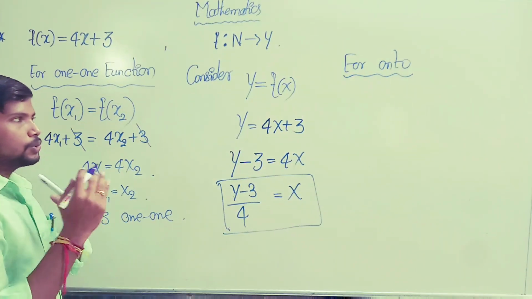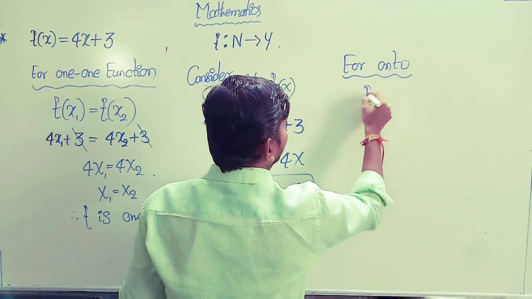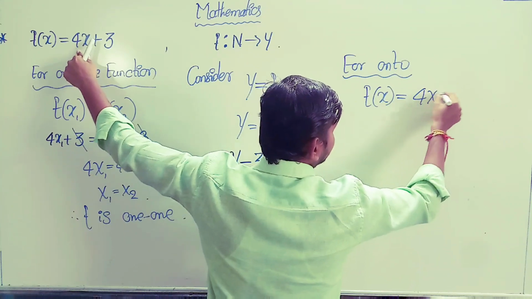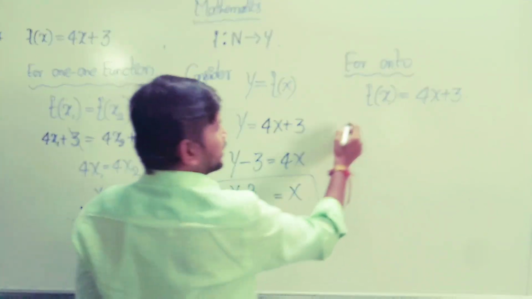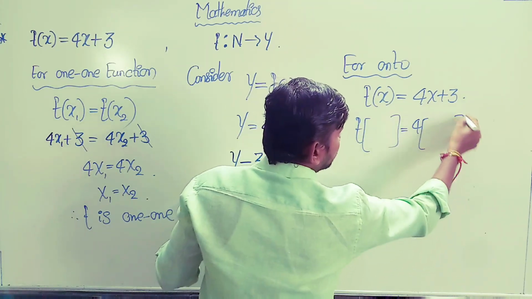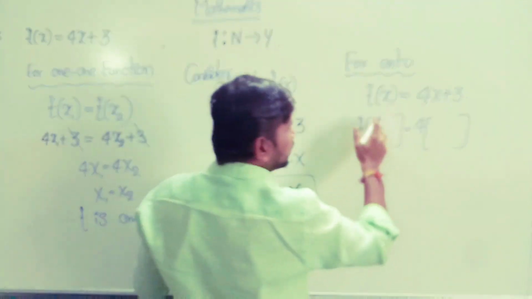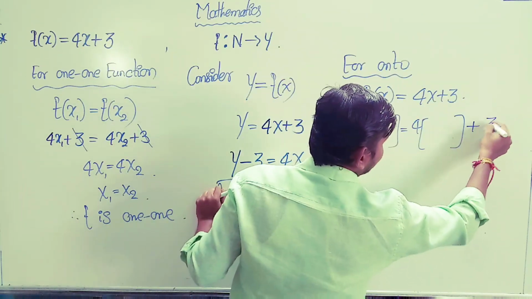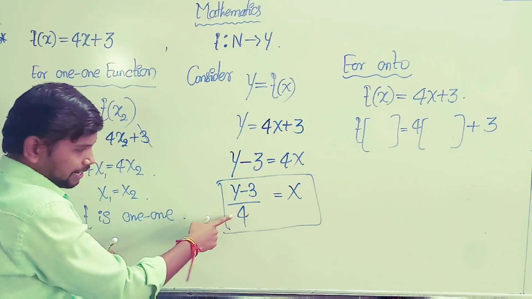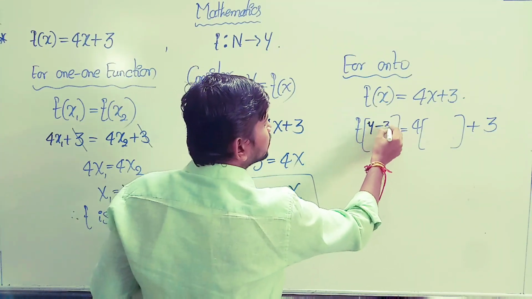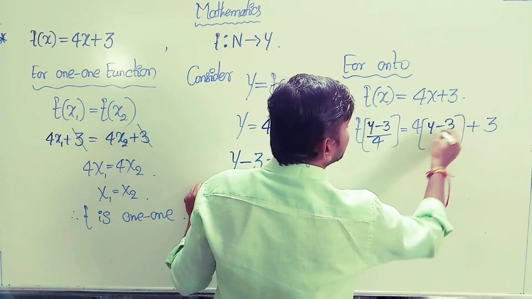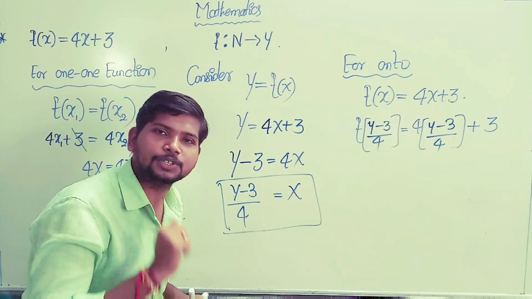How to check for the onto? Concentrate. In this one, I'd like to write f of x is equal to whatever the given problem, 4x plus 3. After this one, I'd like to write f of x, keeping x place empty, empty plus 3. Got the point clearly? After this one, what's the x value? Yes, x value is y minus 3 divided by 4. Is it okay?